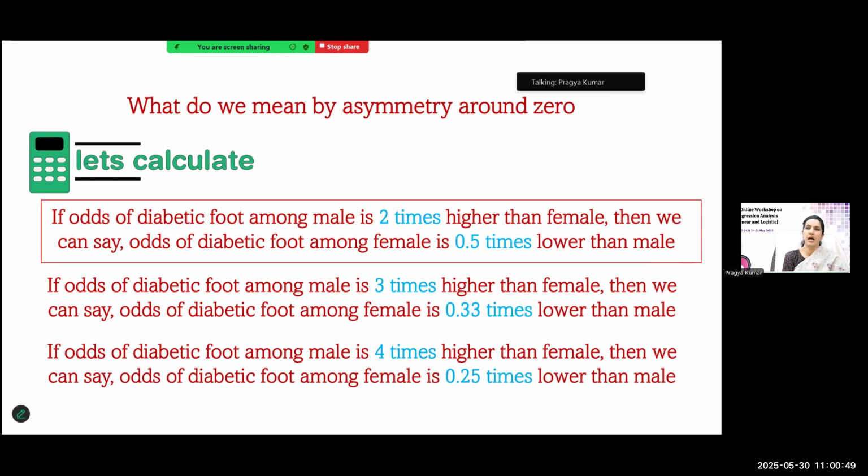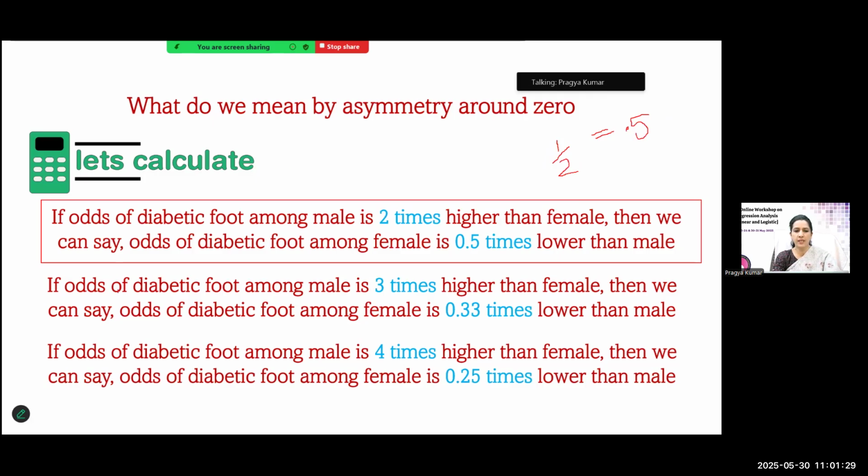how do we convert? If you change the reference level, if I say odds is 2 times higher than female, if I change the reference level, how will I write? 1 by that particular odds. So you have to write like 1 by 2. So I can say that the odds of diabetic foot among female is 0.5 times lower than male. Can I say like that? So what I did here, if I have changed the reference to male, I'll do 1 by 2. So 1 by 2 means it will be 0.5.